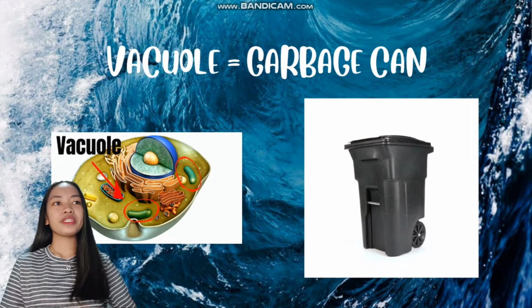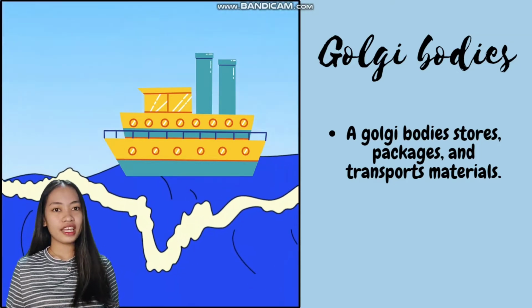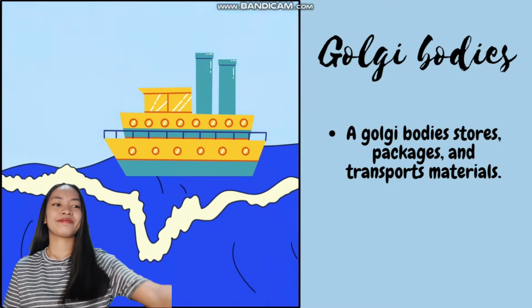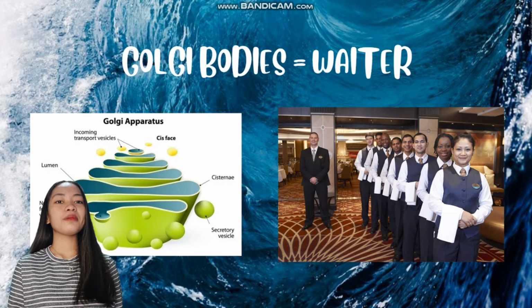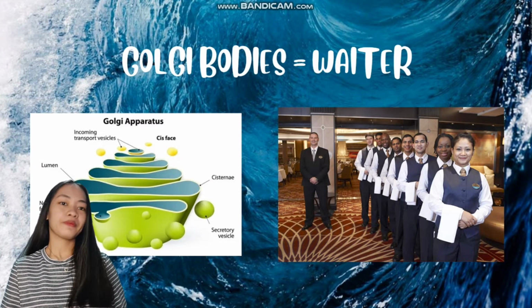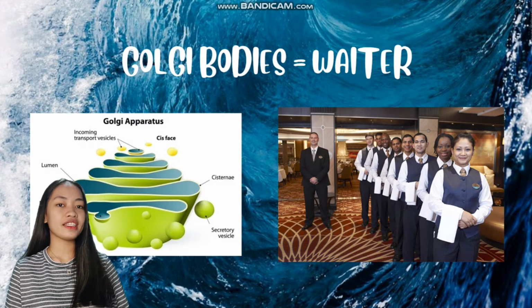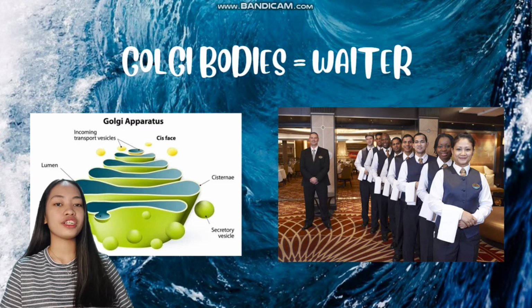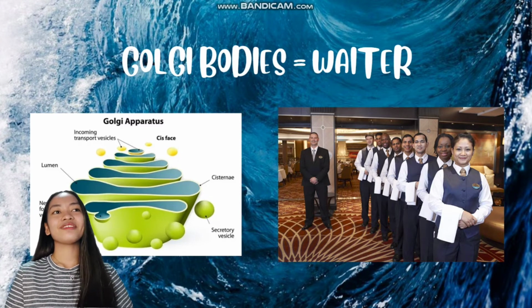Now is Golgi bodies. Golgi bodies store, package, and transport materials. On a cruise ship, this can be compared to the waiter. They package the many dishes made by chefs onto their hands and transport them to their passengers, similar to the Golgi bodies' role.